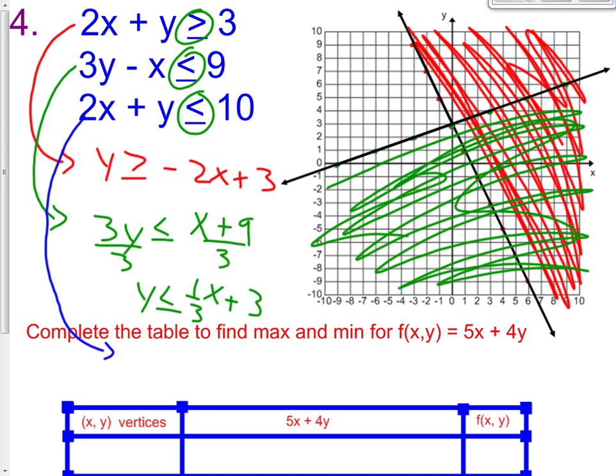So if I subtract 2x, I get y is less than or equal to a negative 2x plus 10. So I'm going to have a y-intercept of 10. There's 10. And my slope is down 2, right 1. So down 2, right 1, down 2, right 1, so on and so forth.